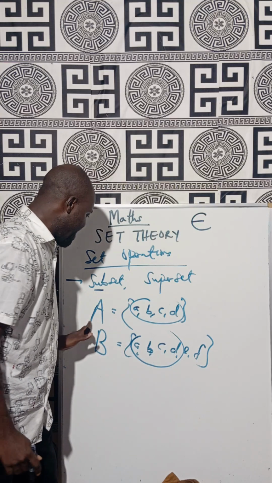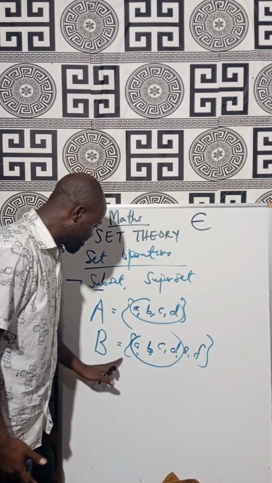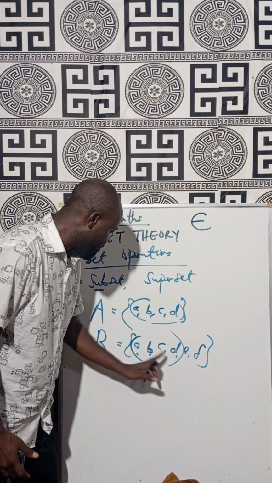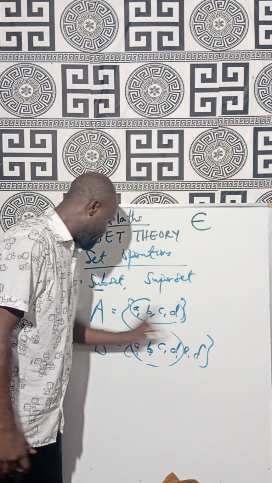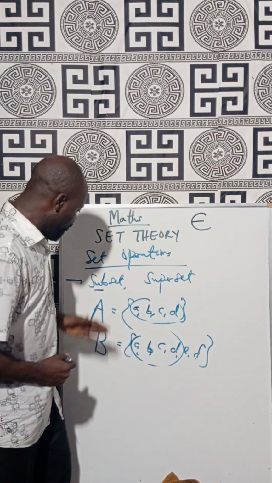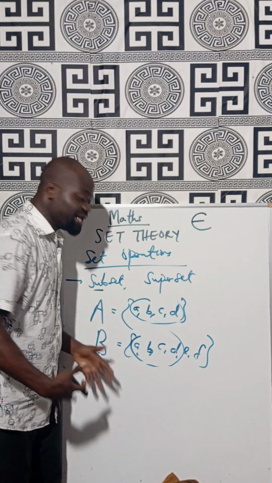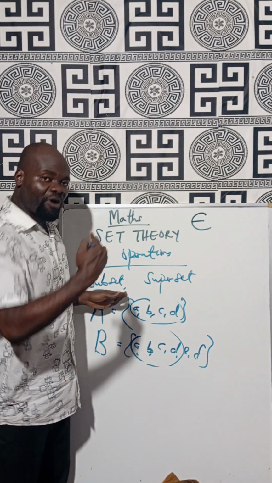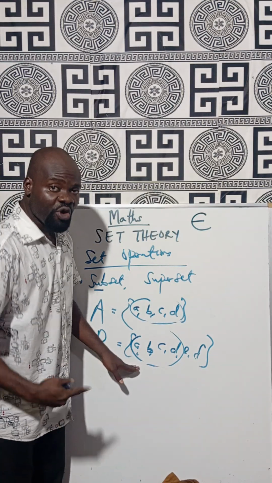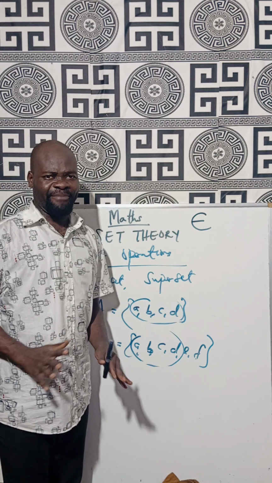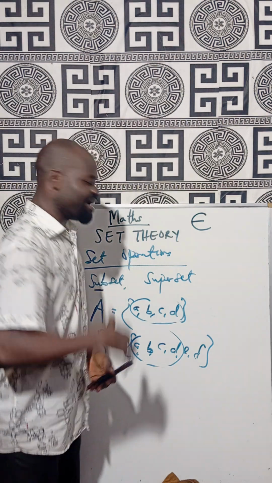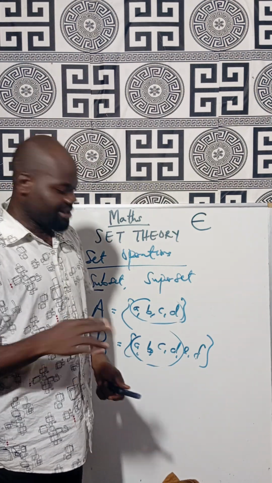But all the elements in A have been exhausted. B contains all the elements in A also, but B still has more elements that are not present in A. Therefore, A is the smaller one, B is the higher one. So A is a smaller part, a subset of B, while B is a superset of A. Hope you get the idea. That is subset and superset. Hope you get it. Thank you.